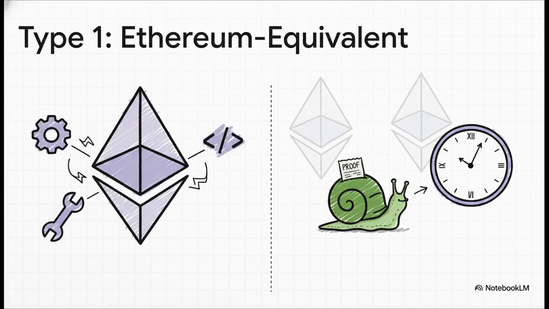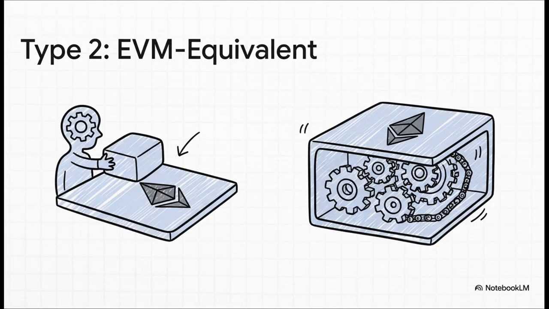Ethereum was never designed to be zk-friendly, so trying to prove it exactly as it is, well, it's incredibly slow and expensive. Moving down the line, we get to Type 2.